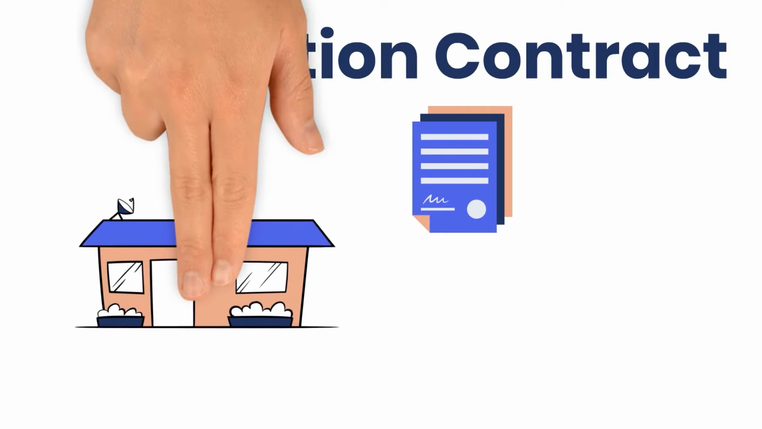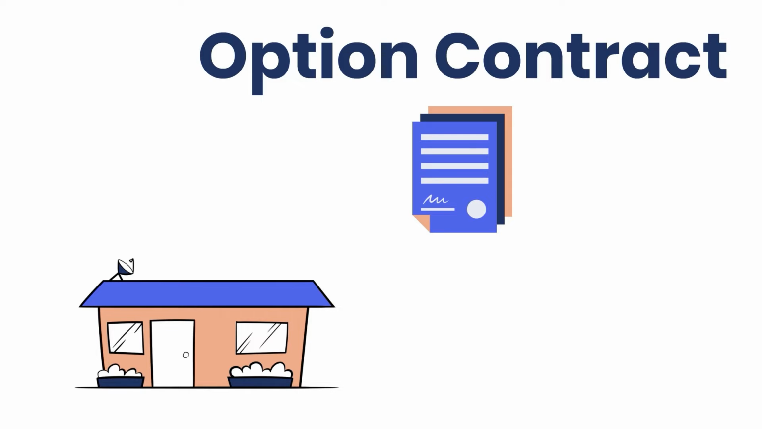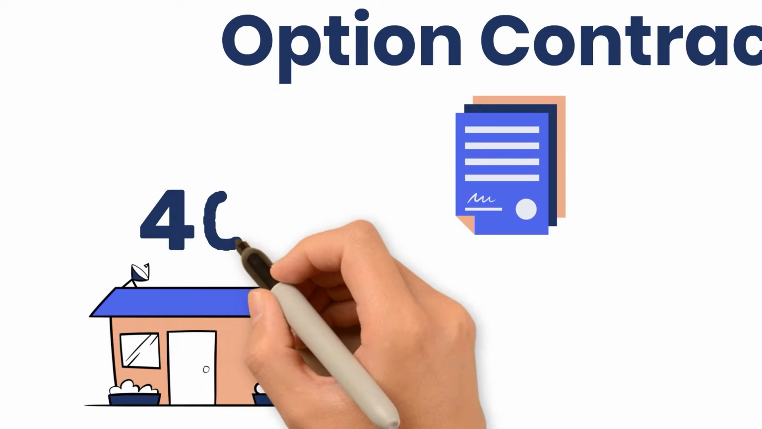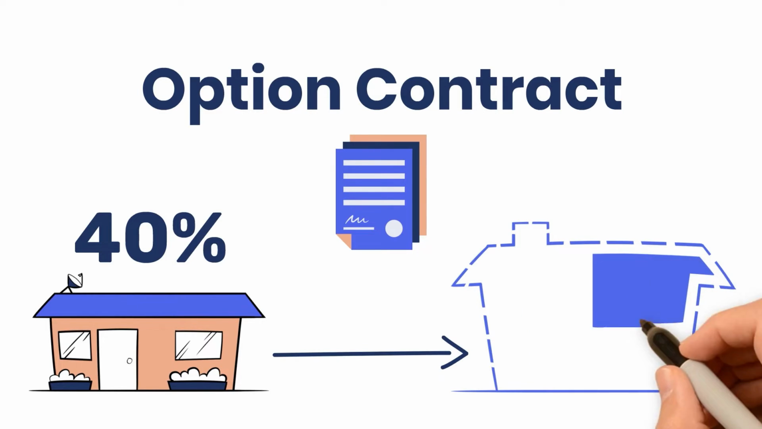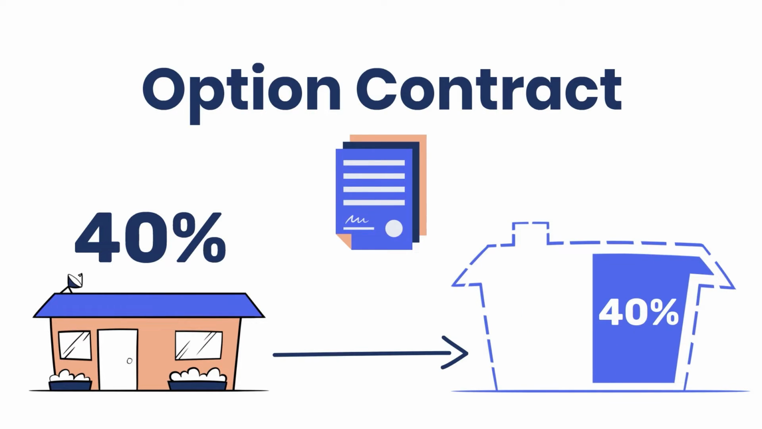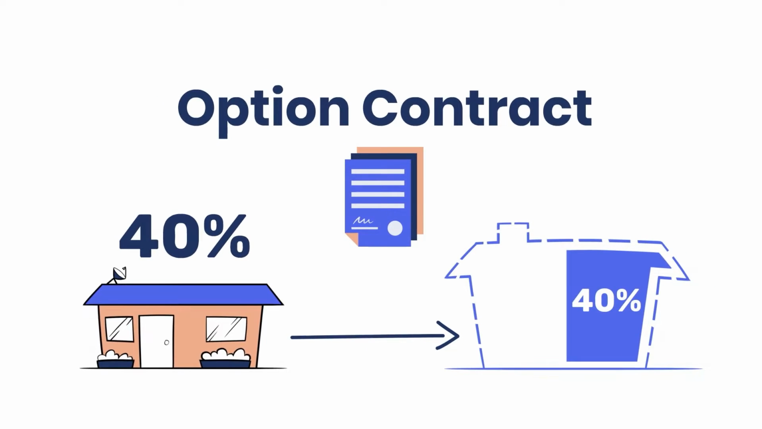When it comes to your home, essentially, it's a contract stating that we're willing to pay, say, 40% of your home's current value in exchange for getting 40% of its future value. Before we get into details of how all this works in real life, there are some important terms to understand.